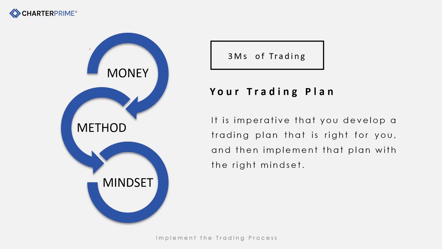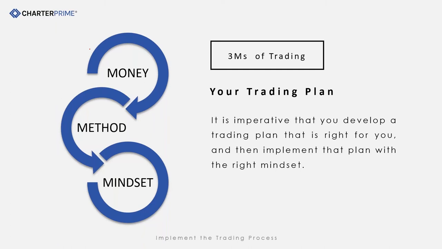He also talks about 3 different components of trading. Now, he actually uses different words to these, he'll talk about money being risk management. He'll talk about method being a sort of strategy or your system, and he'll use psychology for mindset. But I use the three M's because I think it's easy to remember. The three M's, the money, method, and mindset.